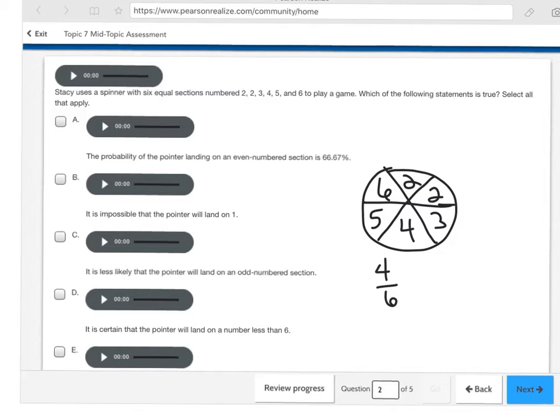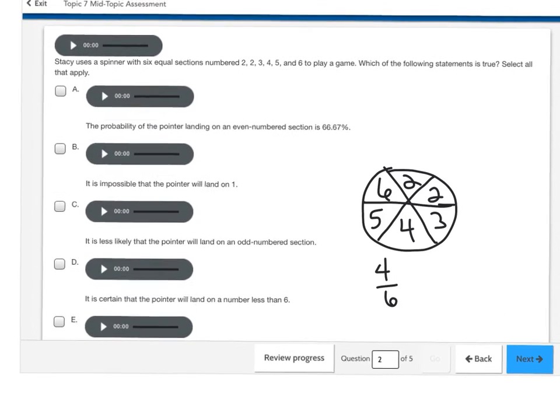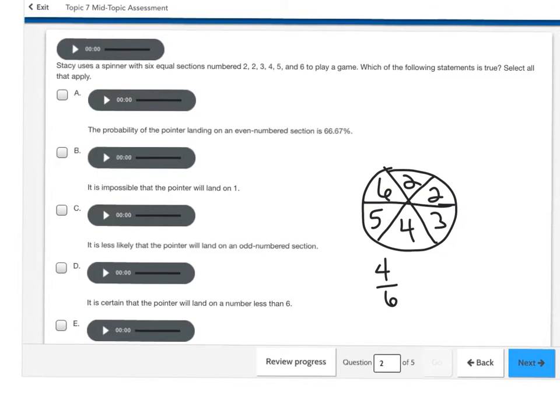B, it is impossible the pointer will land on a 1. There's no 1, so that works. C, it is less likely that a pointer will land on an odd numbered section. There are only 2 odds, so that's true as well. D, it is certain the pointer will land on a number less than 6. We have to watch the wording here. If it said 6 or less, that would work, but less than 6 is not a guarantee, so I'm not going to click on that one.